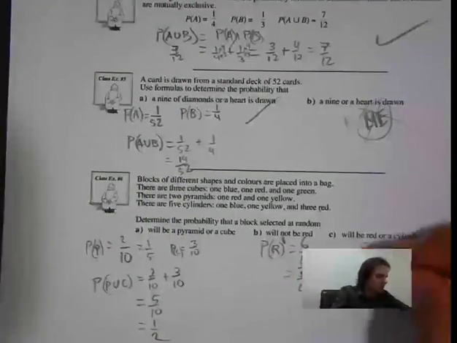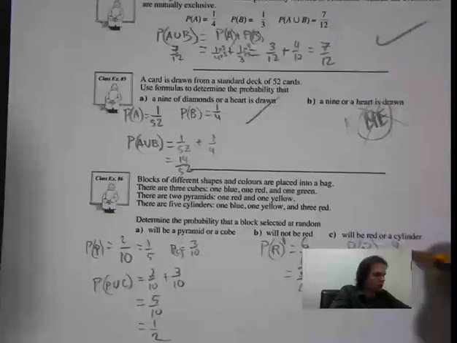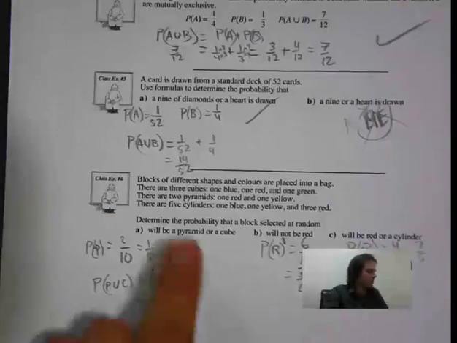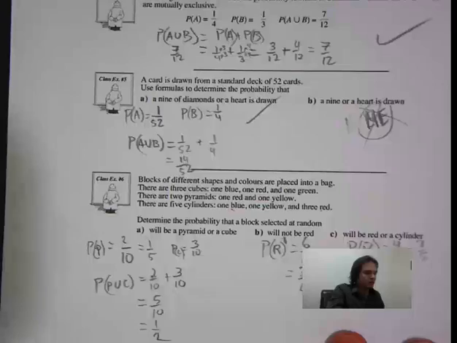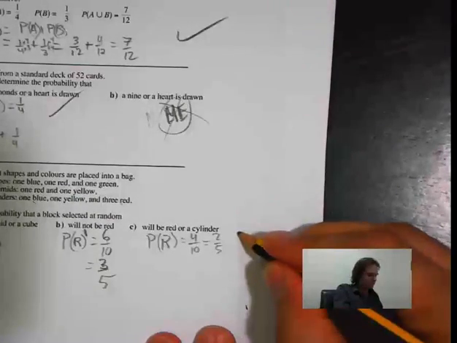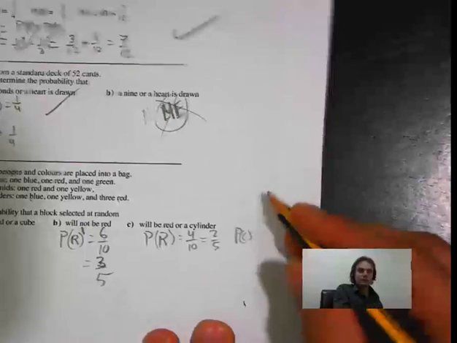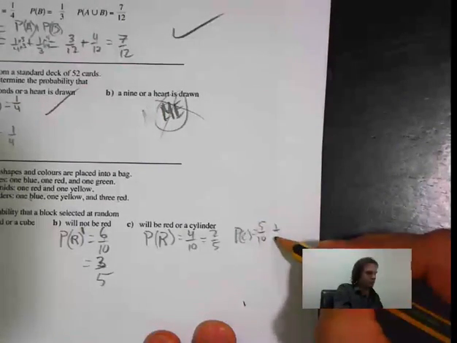So probability of being red is equal to 4 out of 10, which is 2 out of 5. Now the probability of being a cylinder, there's 5 cylinders. It's equal to 5. I'll make that a bit clearer. Probability of being a cylinder is equal to 5 out of 10, which is equal to 1 out of 2.